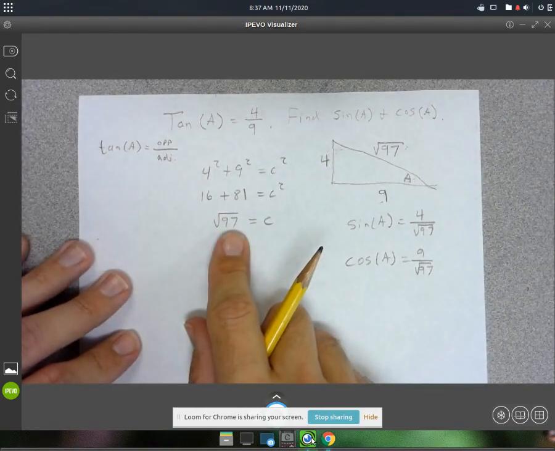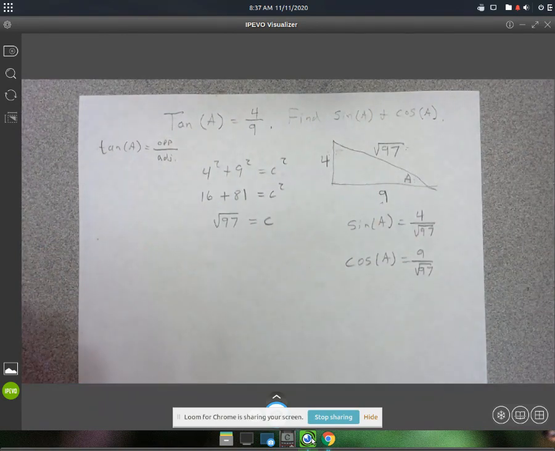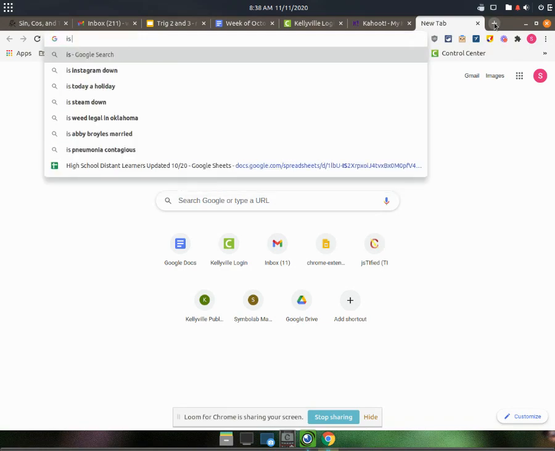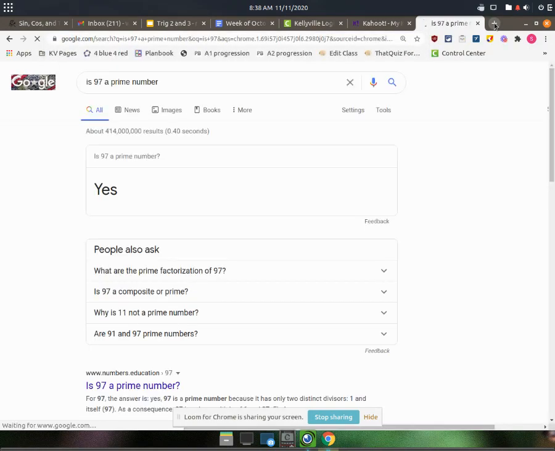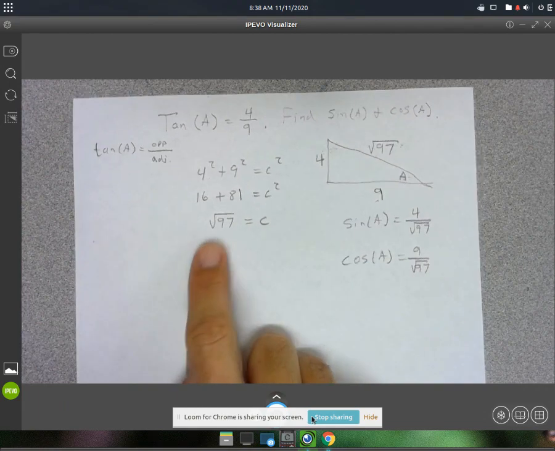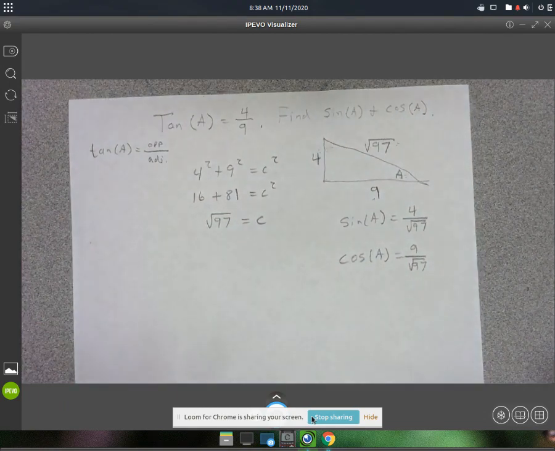97 actually might be prime. Let me check. I was thinking about building a factor tree for it, but I don't know if it's prime or not. I feel like it might be a prime. It is. All right, so because 97 is prime, it doesn't do any good to look for factor pairs.